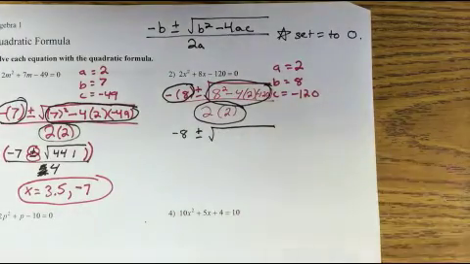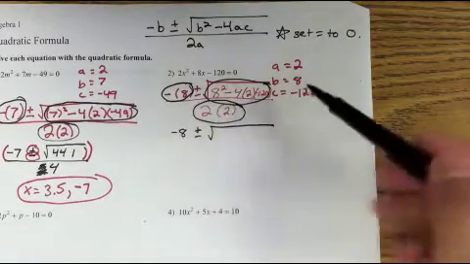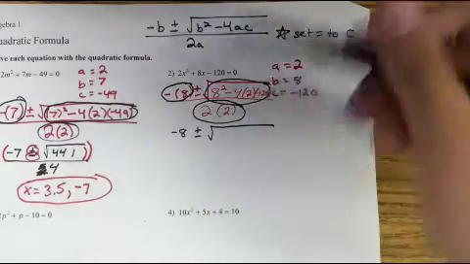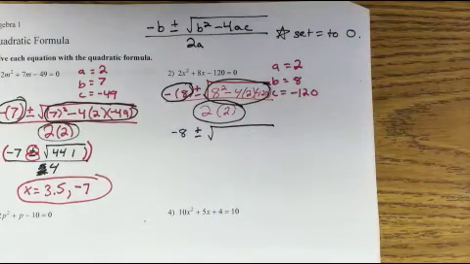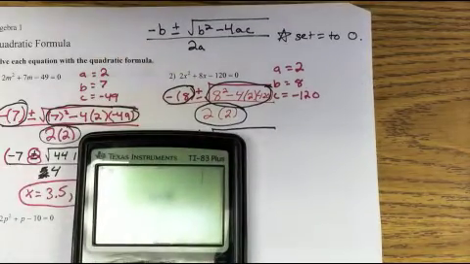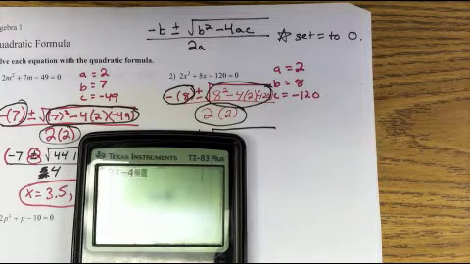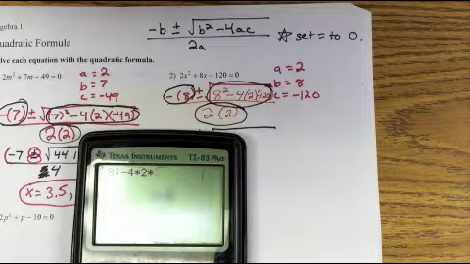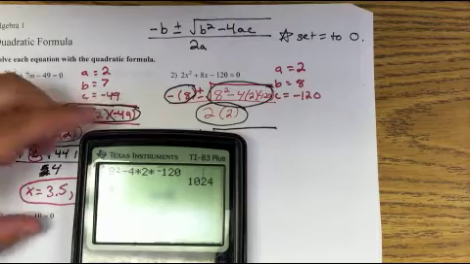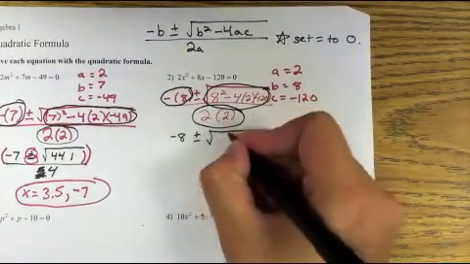Did we touch the square root yet? No. Now, what can we do with the inside? This is our discriminant, I mean. What can we do in here? Oh, that's right. We can just plug it right into our calculator, okay? So I have my calculator. I'm going to plug that straight into my calculator. So I have 8 squared minus 4 times 2 times negative 120. All right, and I get 1,024. See that? Okay. Where is that going to go? Well, that's going to go inside our square root.